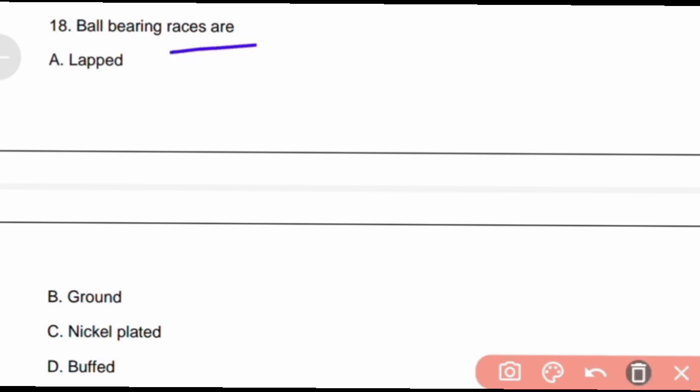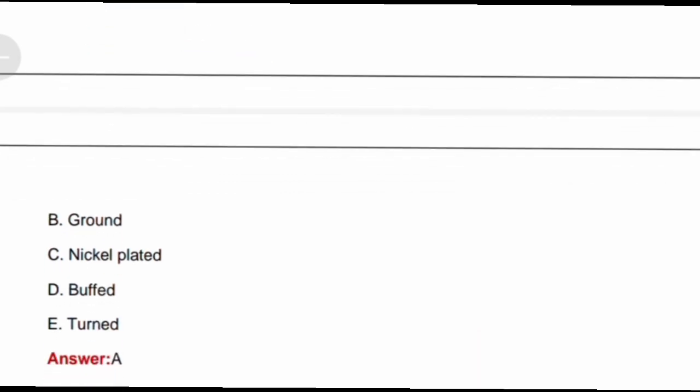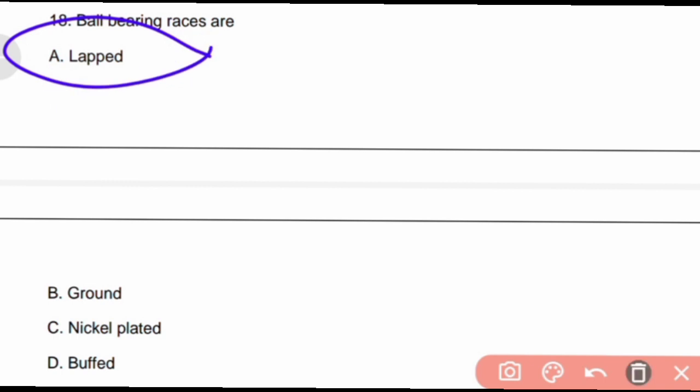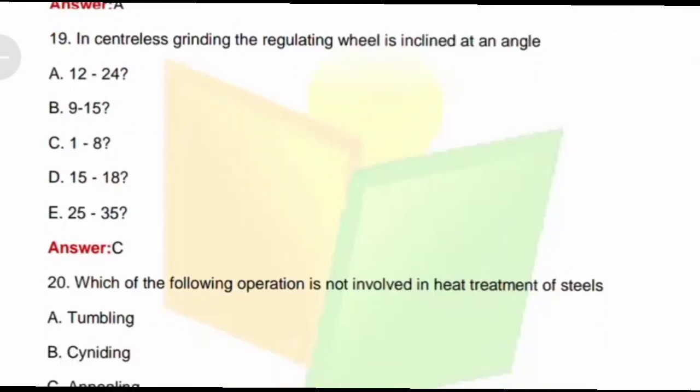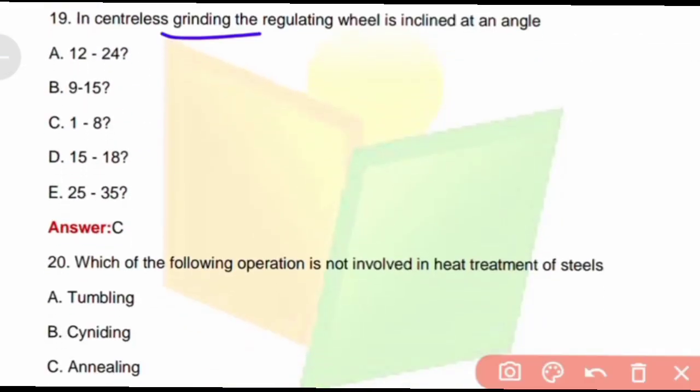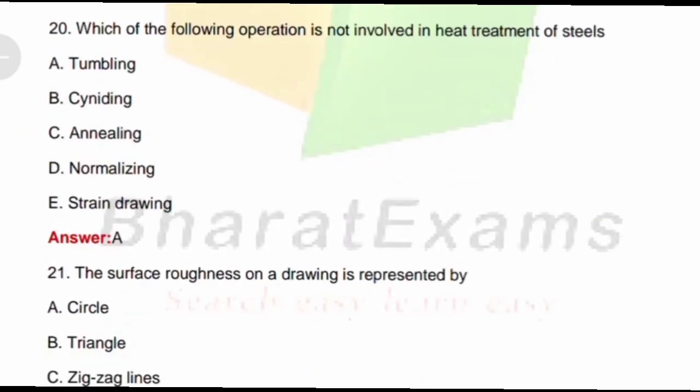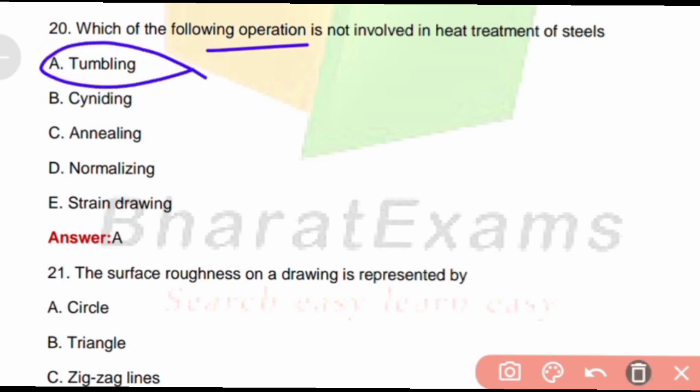Ball bearing races are option A, lapped. In centerless grinding, the regulating wheel is inclined at an angle, option C, 1 to 8 degrees. Which of the following operation is not involved in heat treatment of steels? Tumbling.